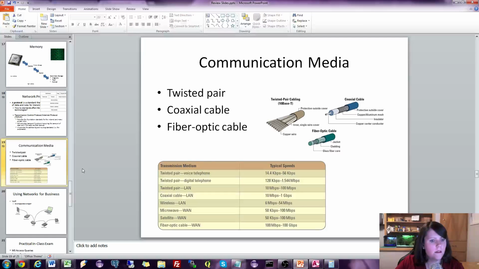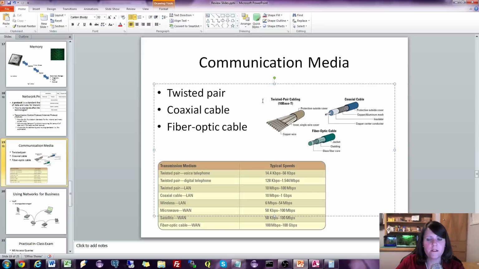Okay, so we talked about the different types of media. So just a reminder, the twisted pair being sets of copper wires that are just twisted together, coaxial cable, with an insulator over some copper center, and then fiber optic cable. I mentioned that Provo's lucky to have Google Fiber now. It's really, really fast because it's using light to help the data travel.